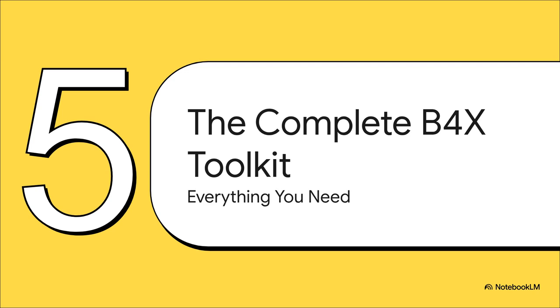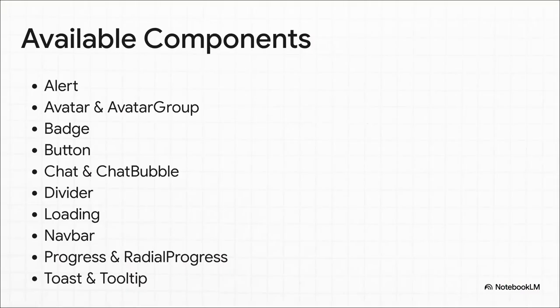Now, we've been focusing on a few key components, which are awesome, but it's really important to understand that this isn't just a handful of controls. Let's zoom out for a second and appreciate just how much is available in this UI kit. And this is really just scratching the surface. The library has alerts, avatars, badges, navbars, progress indicators, tooltips. I mean, the list just goes on and on. It's a genuinely comprehensive toolkit designed to speed up your entire UI development process.